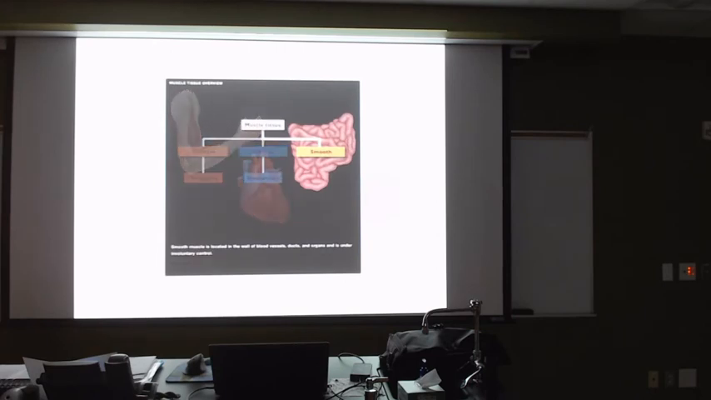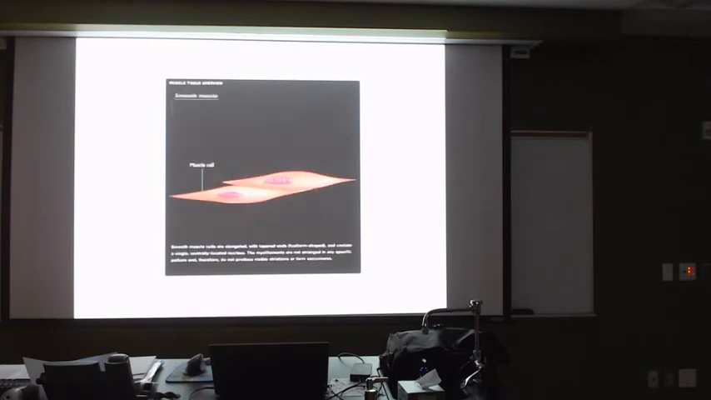Smooth muscle is located in the wall of blood vessels, ducts, and organs, and is under involuntary control. Smooth muscle cells are elongated, with tapered ends, cruciform shaped, and contain a single, centrally located nucleus. The myofilaments are not arranged in any specific pattern, and therefore do not produce visible striations or form sarcomeres.